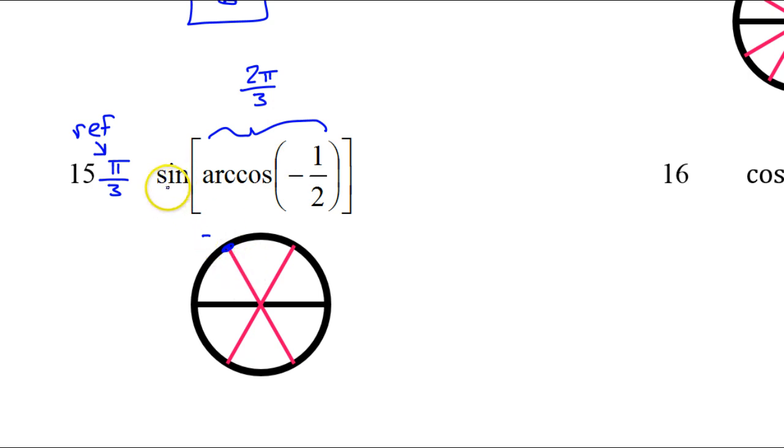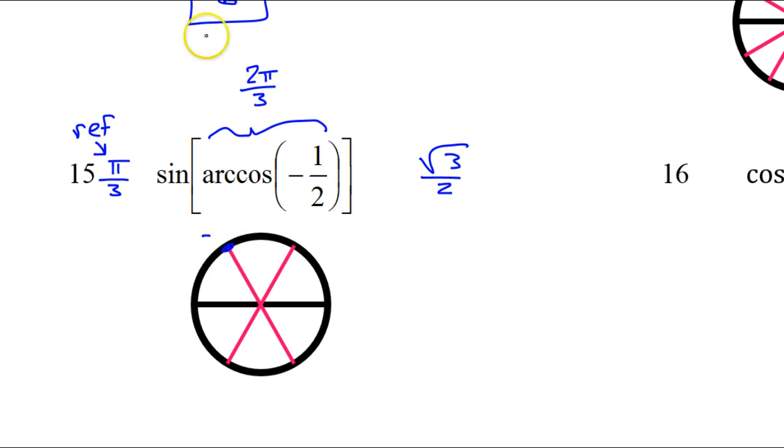I need to know what's the sine of 2 pi over 3. Well, remember, the reference angle is still pi over 3. That hasn't gone anywhere. I know that the sine of pi over 3 is radical 3 over 2. But 2 pi over 3 is right here, like I said.